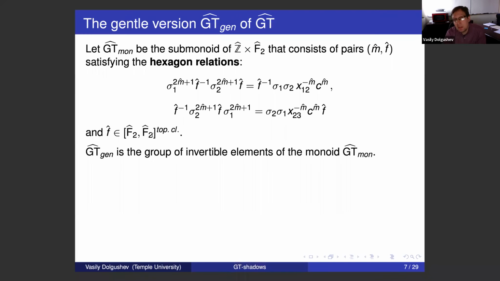So yeah, GT hat gentle is just the gentle version of GT hat. It is the group of invertible elements of this monoid. That's all.